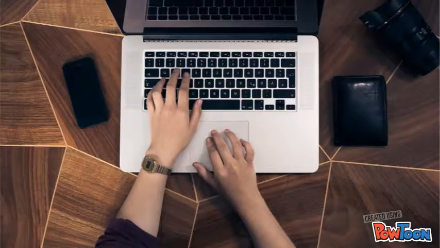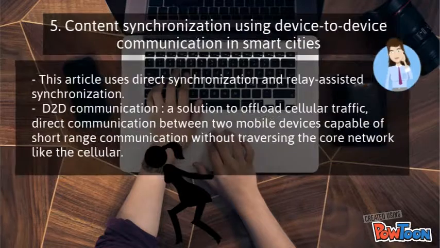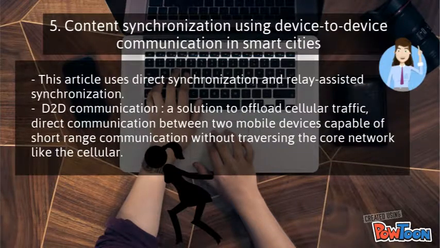Reference broadcast synchronization, RBS, is a clock synchronization protocol. It does not assume that there is a single node with an accurate time. It aims at merely internally synchronizing the clocks. Last but not least, content synchronization using device-to-device communication in smart cities. This article uses direct synchronization and relay-assisted synchronization.